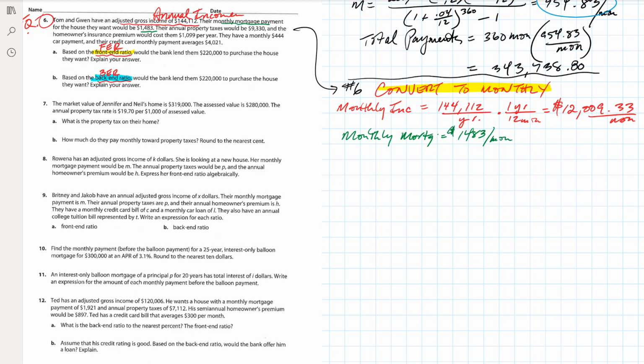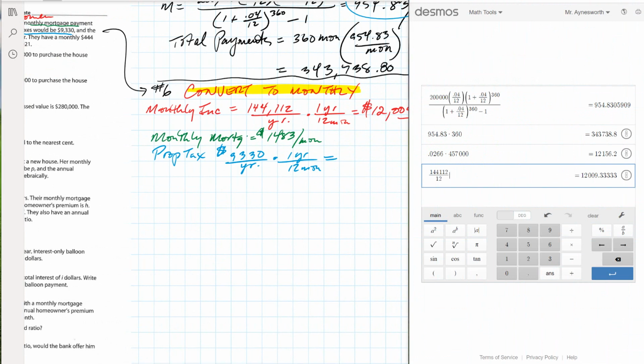Now it says their annual property taxes would be $9,330. That's annual. So let's calculate the monthly there. Property taxes. Again, we're converting to monthly. So we're going to take $9,330 per year. And then we know that in 1 year there's 12 months, so we got to divide this number by 12. We go from annual to monthly. So $9,330 divided by 12.